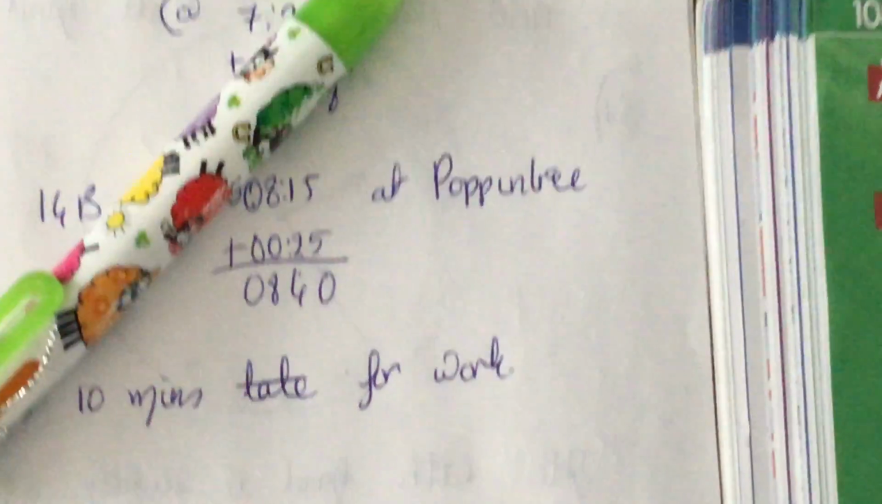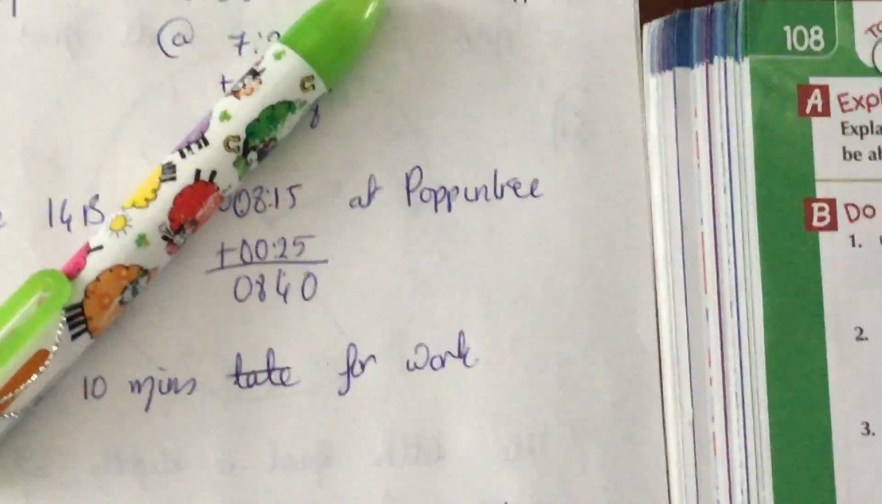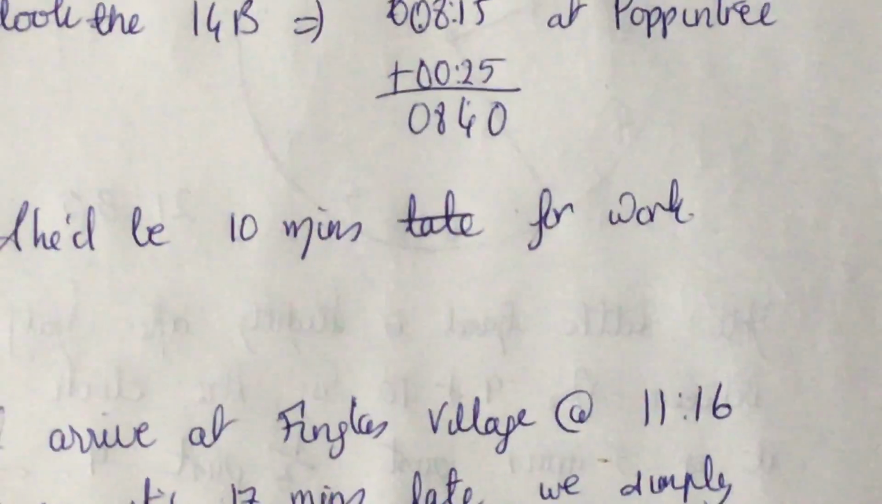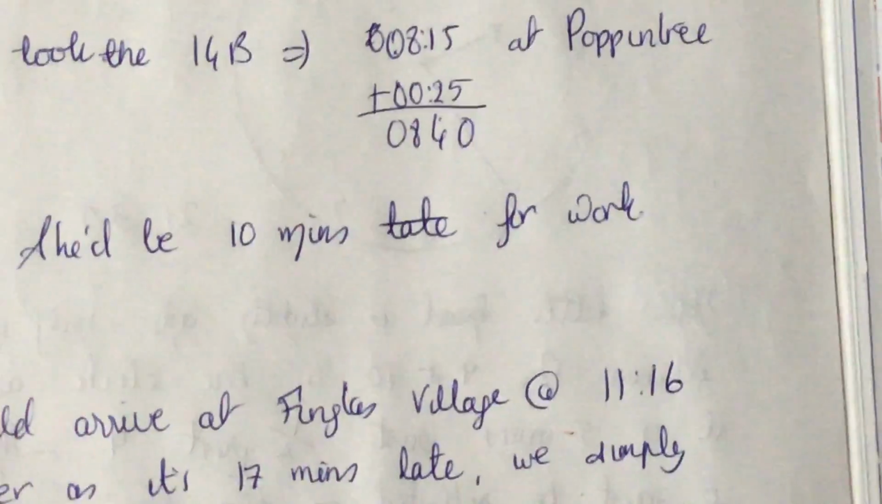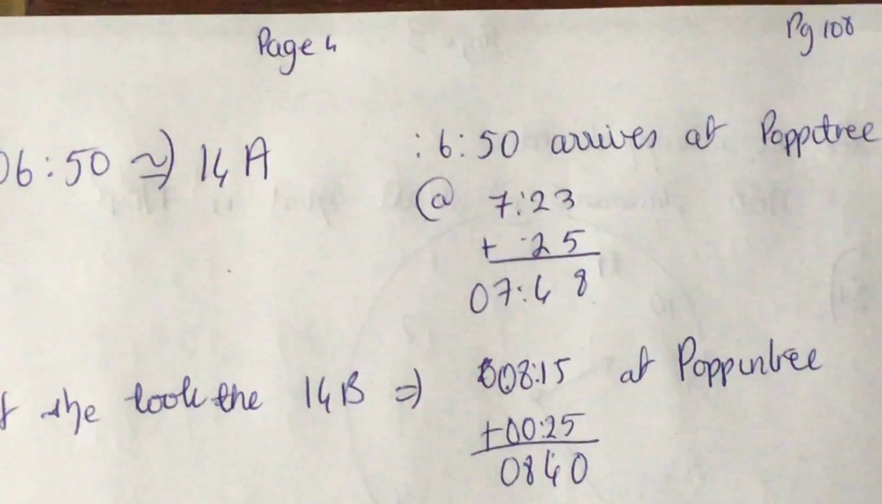How do I know it's a.m.? The 24-hour clock. Okay. So 8:40 a.m. is 10 minutes after 8:30. She would be 10 minutes late. So she'd be 10 minutes late for work. So the only bus that will ensure that she's on time, she'll be taking the 14A. That's the bus she'll be taking.